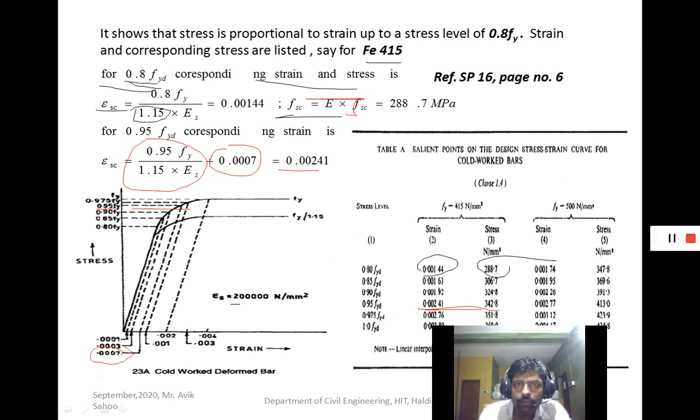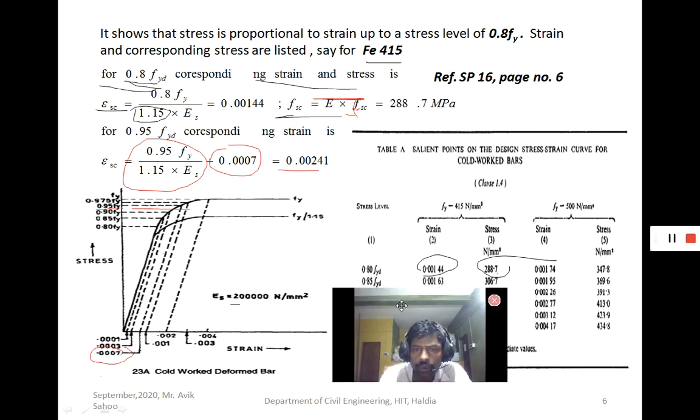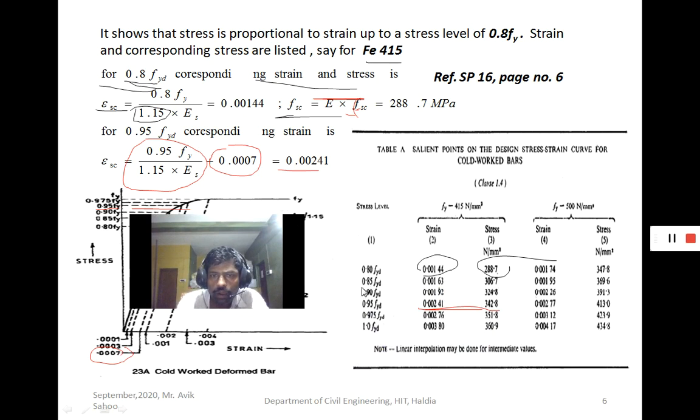So you see that the same thing is given, 0.00241, and the corresponding stress is E into epsilon, this is f'sc. Okay, here I have made a mistake, this is not fsc, this is f'sc. So the corresponding stress is 342.8, and for any intermediate value, suppose 0.87 Fyd, how do you get the value? So simple linear interpolation is made. Here it is not given, linear interpolation may be done for intermediate values.